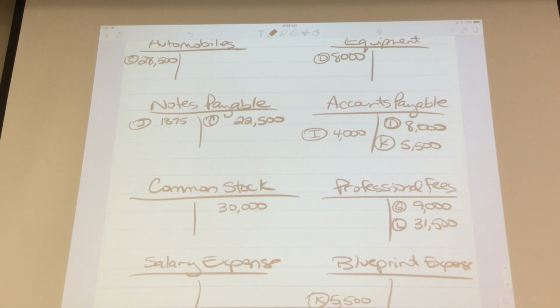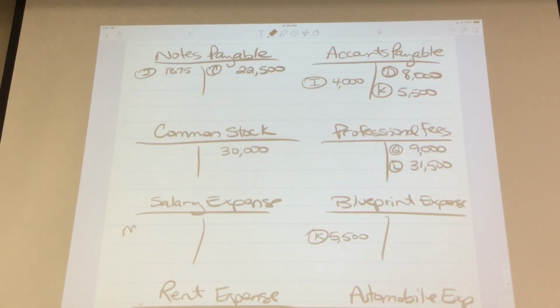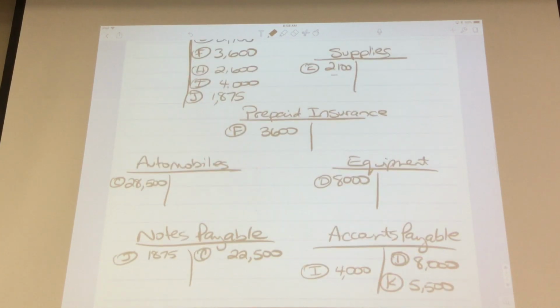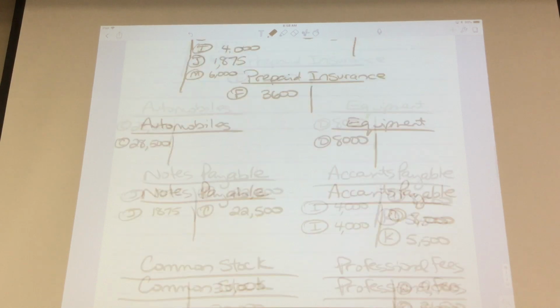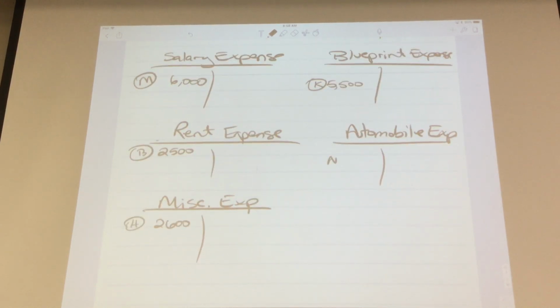M and N, we're debiting the expense accounts and crediting cash. So M was the salaries. So M is a debit to salaries expense for 6,000. We paid that, so that is 6,000 coming out of our cash account, and I didn't leave much room. And then N is that automobile expense for 1,300.